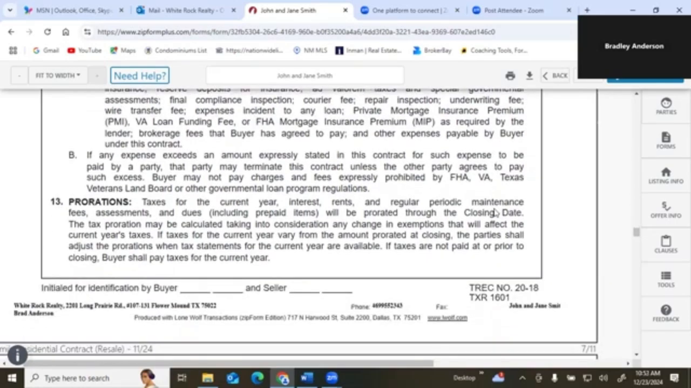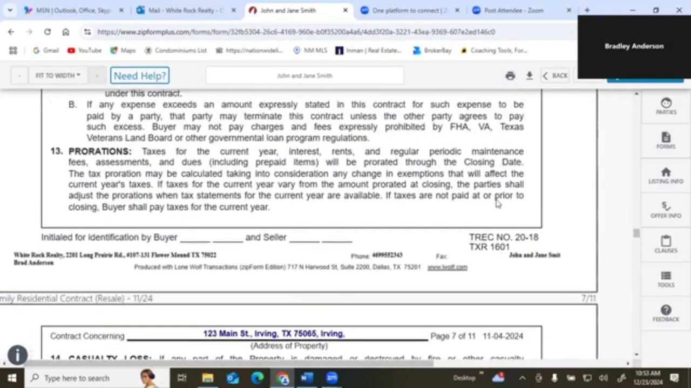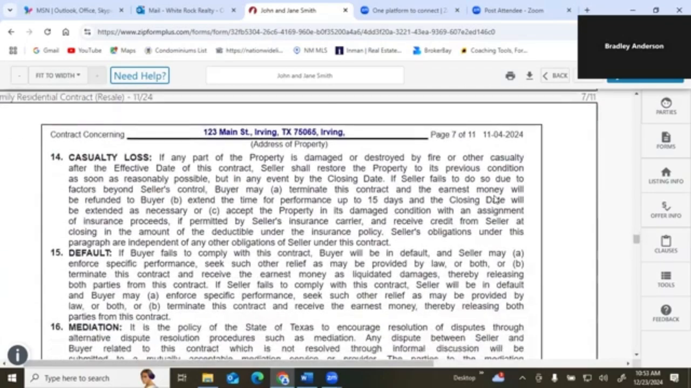Okay. And then it goes on to describe prorations of taxes. So if your buyer moves in June, well, they're only responsible for the taxes from June forward. The seller is responsible for the rest. Casualty loss. What if your buyer is under contract and the closing is tomorrow, but tonight at midnight, a huge hailstorm is going to come through and ruin the roof? Well, this is what speaks to that.